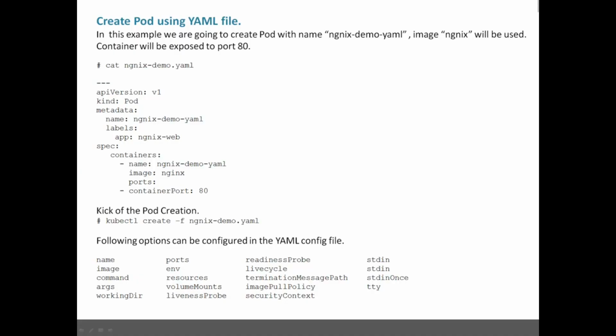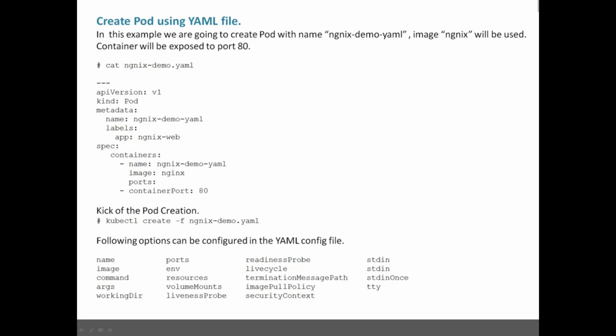So after the kubectl run method, let me talk about creating a pod using a YAML file. We all know YAML is basically a text file in YAML formatting. So in this example, we are going to create a pod with the name nginx-demo-yaml. The same nginx image we will be using, and the container will be exposed on port 80. So not much changes. The only thing is I'm not running this particular YAML with replicas. I just want to show you how you can create a single container pod.